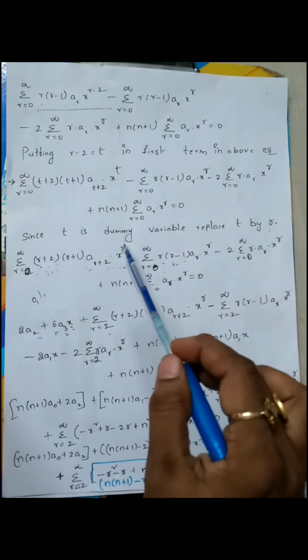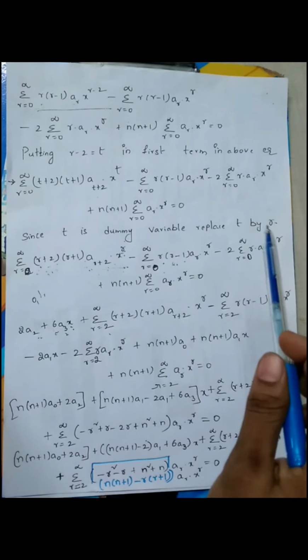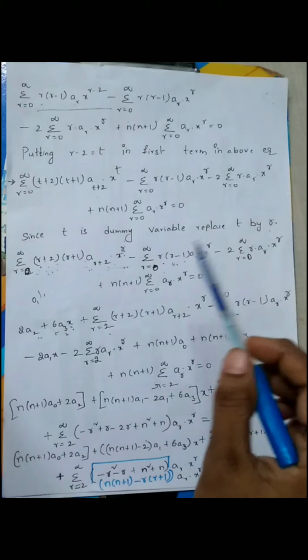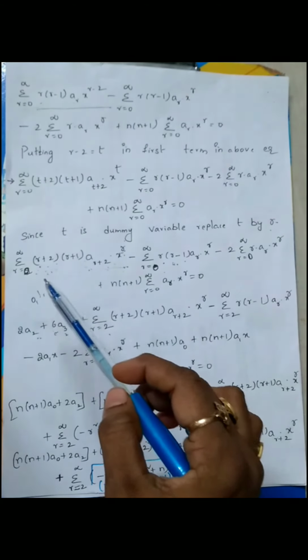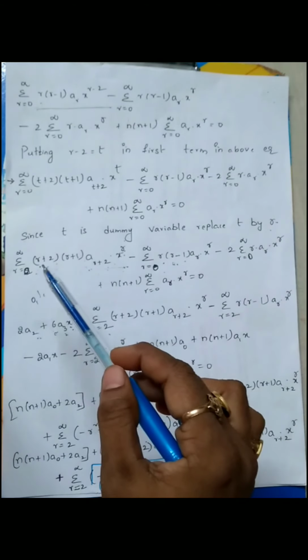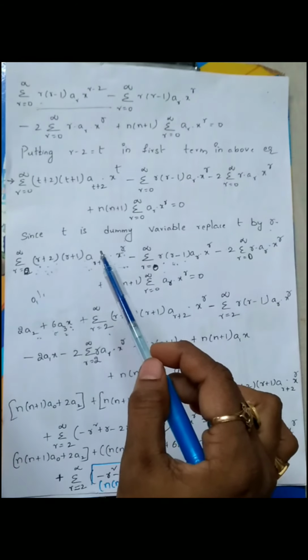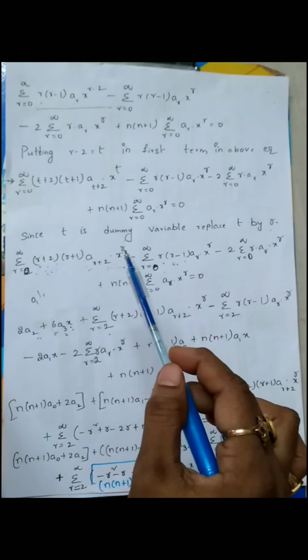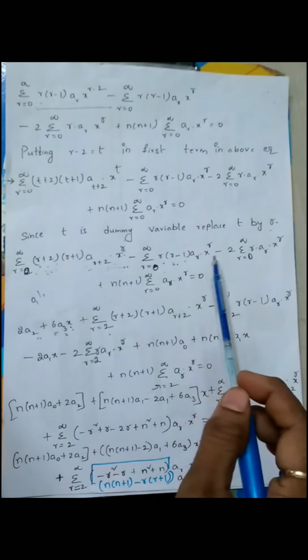Since t is a dummy variable, we replace t by r. After replacing t by r, the first term changes as sigma r is equal to 0 to infinity (r plus 2)(r plus 1) a r plus 2 x power r. The remaining terms we write as they are.